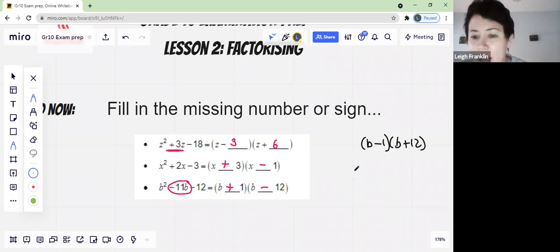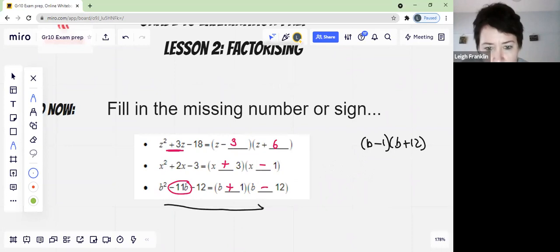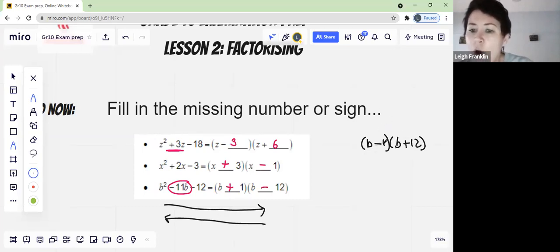We're talking about factorizing. So Ayanda, when we go this way, we are factorizing. When we go back the other way, then we are simplifying. So if I work backwards here and I create an expression, I'd end up with b times b is b squared. So that's the F from FOIL. b times 12 would be 12b. -1 times b would be -1b. And -1 times +12 would be -12.